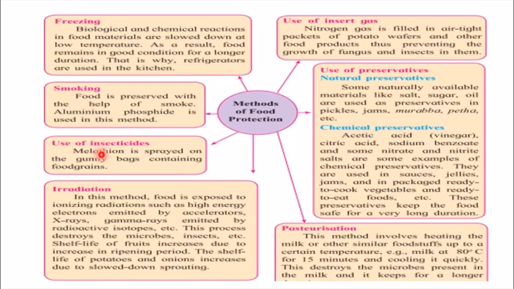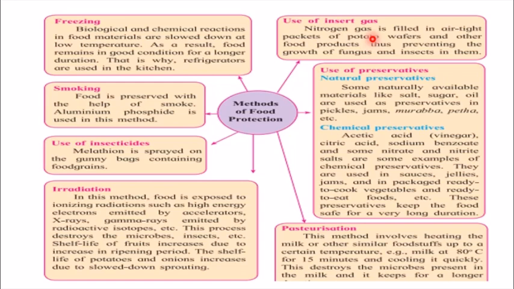Next is use of insecticides. In gunny bags the fungus can grow. So that is why insecticides or pesticides are used, so that the growth of harmful pests and insects can be avoided. Next is irradiation. That is, we use X-rays and gamma rays to kill the harmful organisms. It will increase the shelf life of the fruit and also help the fruit to not ripen.